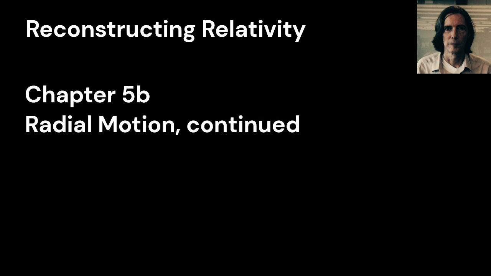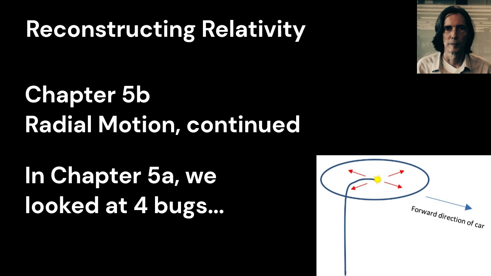Welcome back to Reconstructing Relativity, Chapter 5b, as we continue looking at radial motion. In Chapter 5a, we looked at four bugs, which are metaphorically representing the energy within a particle, as these four bugs travel radially out away from a center point and then back towards it to come back together in unison.